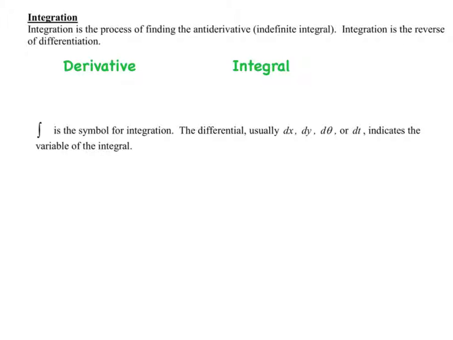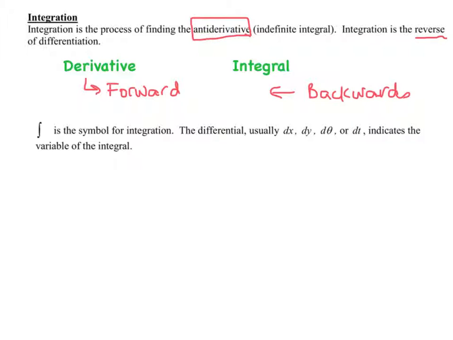Okay, so let's start off with the definition of integration. Integration is the process of finding the antiderivative. Integration is the reverse of differentiation. So it's really important to understand that if we think of the derivative as moving forward, the integral is moving backwards. And if we know anti here, antiderivative, it is the opposite of the derivative, so it's going to move you in the opposite direction.